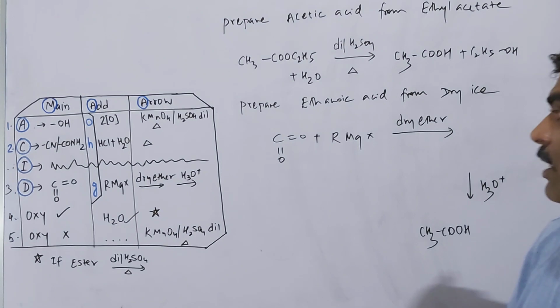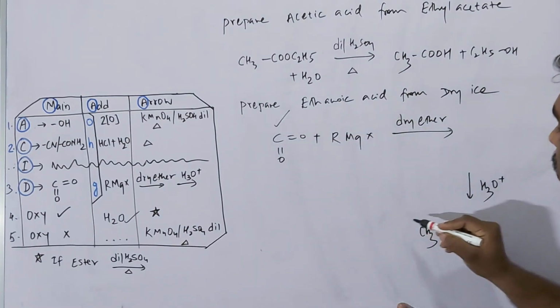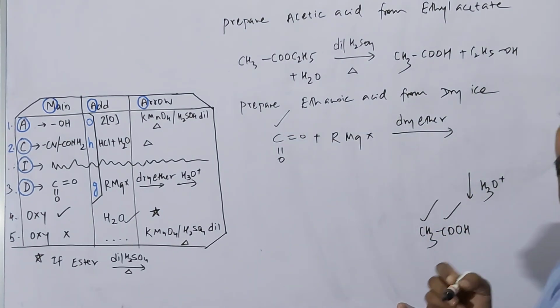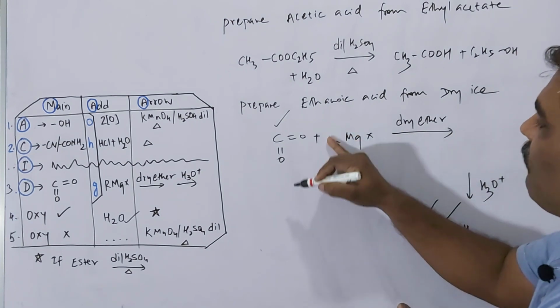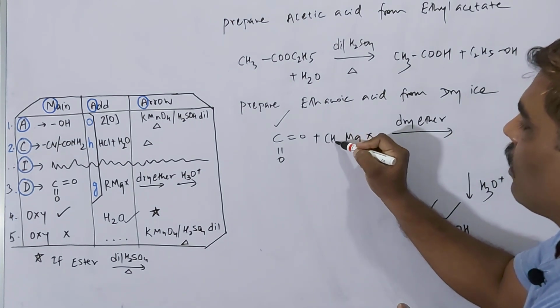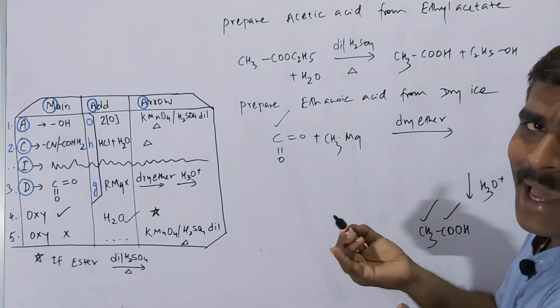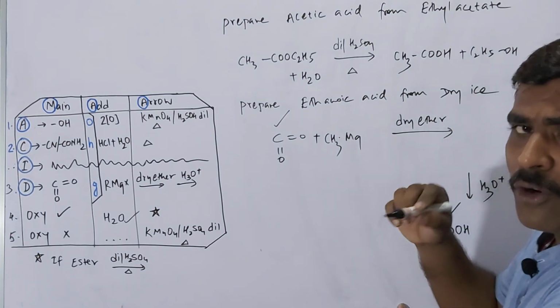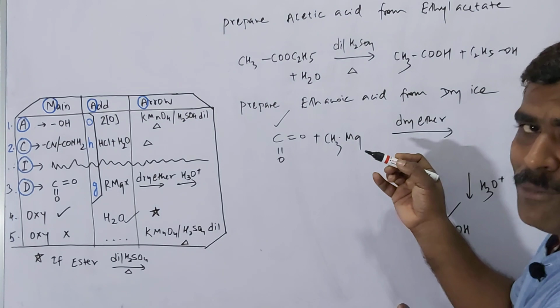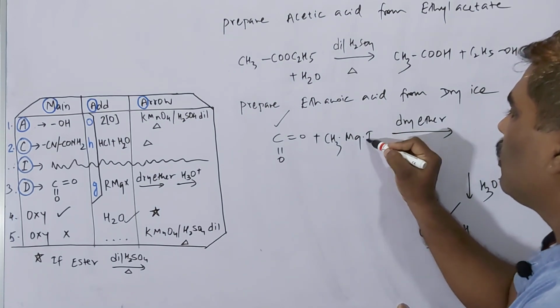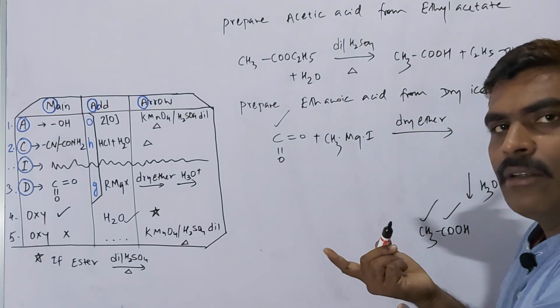Now how do we get this R? Find out the number of carbons. The number of carbons here is 1, and in the product you have 2, so 1 carbon is extra. So we have to introduce 1 carbon here: CH3Mg, or if you don't write anything, directly CH3MgI. You can put chlorine, bromine, or iodine.